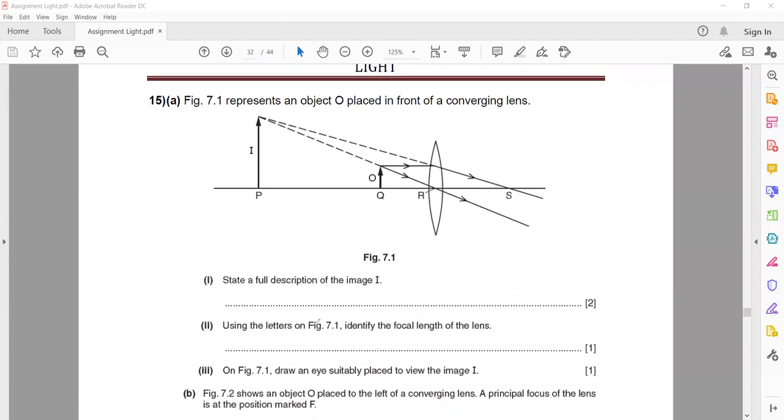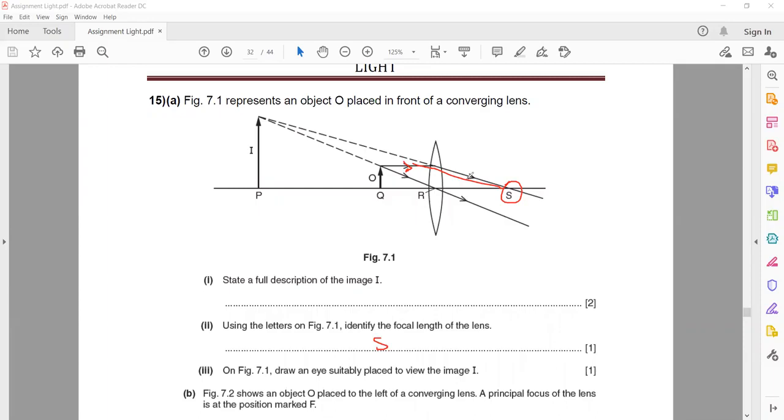State the full description of the image. What are the characters of this image? Enlarged, virtual, and upright. For a full description, you have to mention all the points. Use a letter on a figure to indicate the focal length. Which position: P, Q, R, S? S is the focal length, because a parallel light ray always passes through the focal point. So S is the focal length.